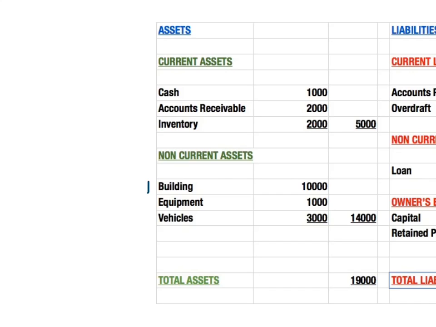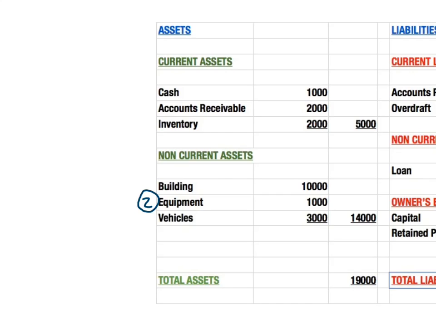But, for example, if a business has its own premises, it has a building, it is going to be using that building for the foreseeable future. It won't be expecting to sell that building in the short term, and so therefore it is an asset that isn't going to be turning into cash within the next 12 months, and therefore it is a non-current asset.